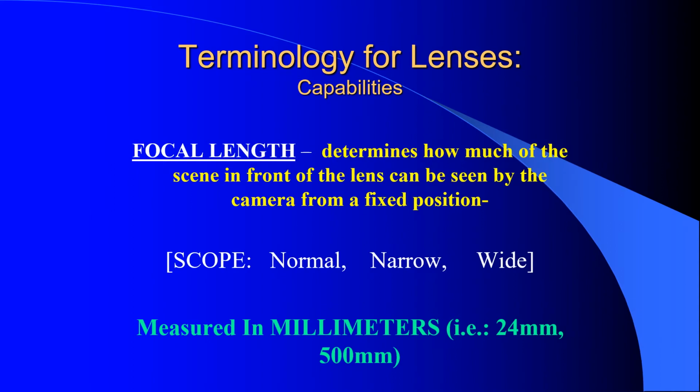Now, how big that image is within the frame is determined by the focal length. The focal length determines how much of the scene in front of the lens actually can be seen within the frame from a fixed position. And as you might suspect, these can have different sizes. They're always measured in millimeters. That is a 24 millimeter lens or a 500 millimeter lens.